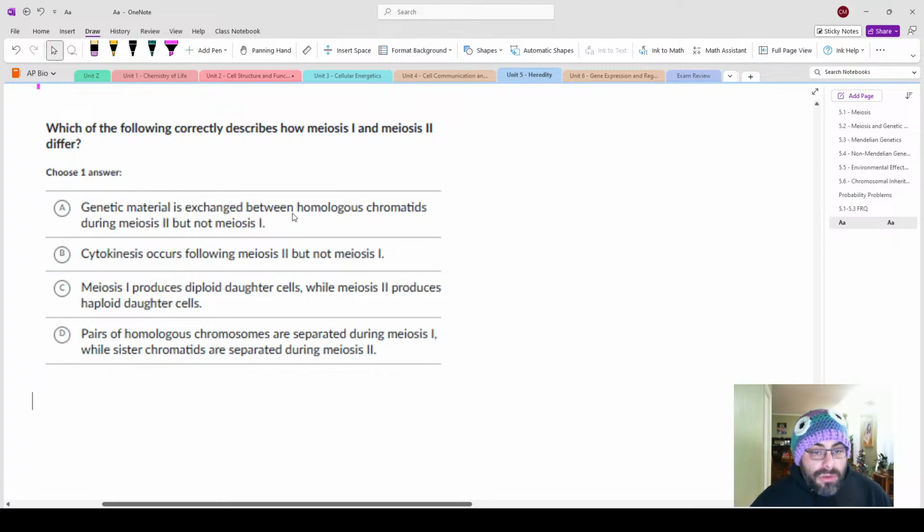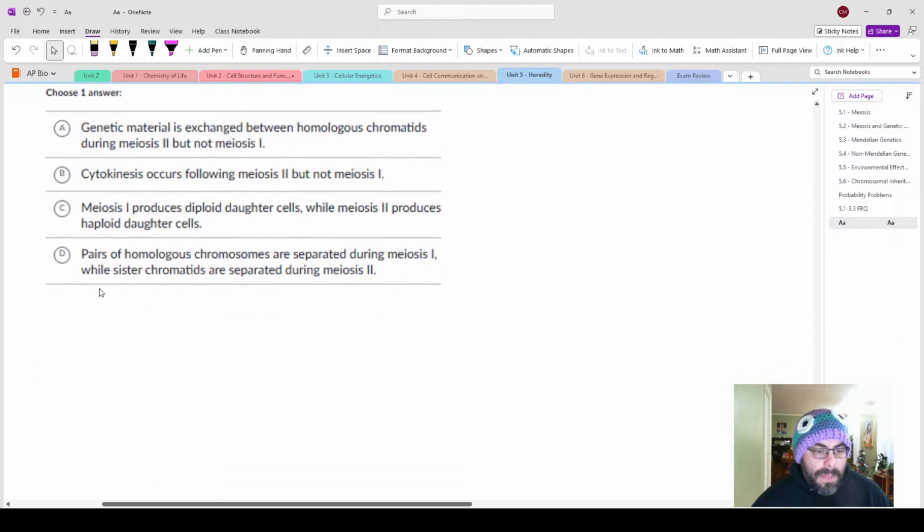Genetic material exchanged between homologous chromatids during meiosis 2. Nope, that's not true. Cytokinesis occurs. Nope. Meiosis 2 produces diploid daughters. Nope. D, not even reading it. I'm going to put that answer, but let's read it and make sure it's correct. I just contradicted myself. Pairs of homologous chromosomes are separated in meiosis 1. Sister chromatids separated in meiosis 2. That is correct.